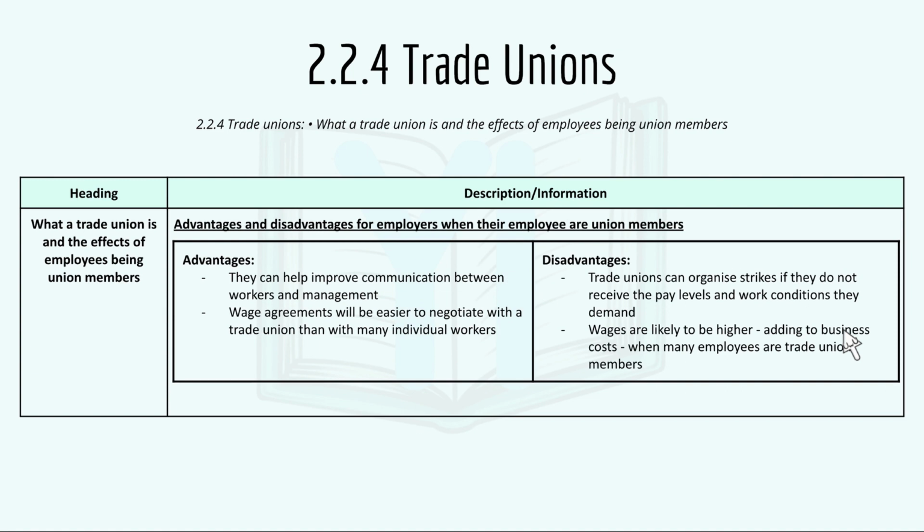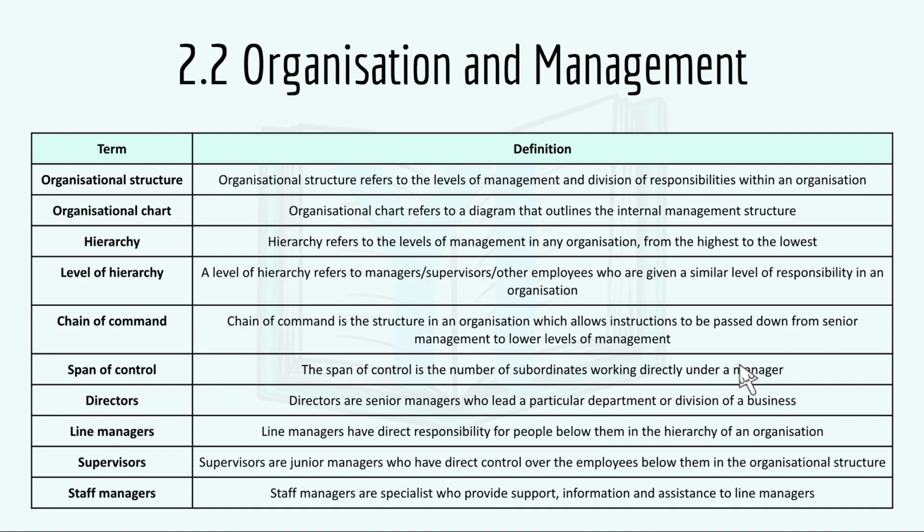Then here are the advantages and disadvantages for employers when the employees are union members. Advantages include they can help improve communication between workers and management, and wage agreements will be easier to negotiate with a trade union than with many individual workers. But a disadvantage could be that trade unions can organize strikes if they do not receive the pay levels and work conditions they demand, and wages are likely to be higher, adding to the business costs when many employees are trade union members. Then lastly, we have some definitions for this 2.2 organization and management.